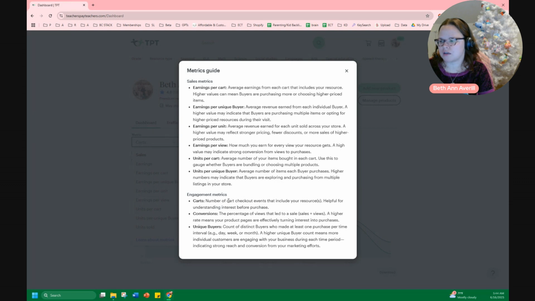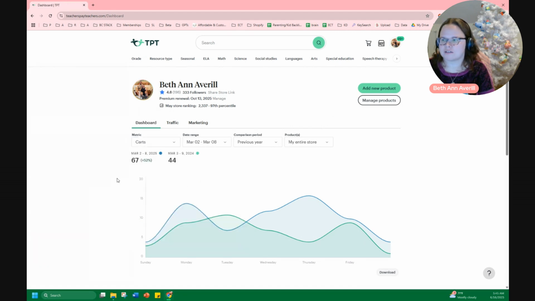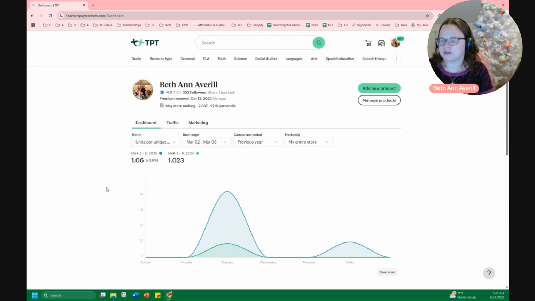Check cart checkout. So they would be checking out. It's not just people who added it to their cart. Okay. And another thing I've noticed, let's talk about that in a second. First, we'll talk about units per buyer, units per unique buyer there.